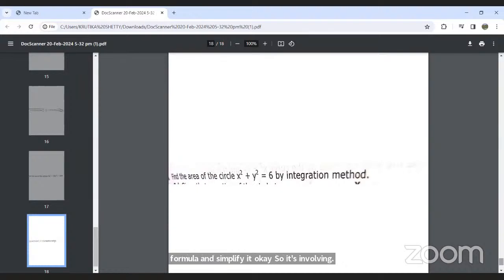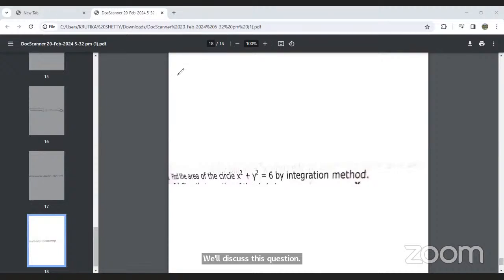The first step, we need to identify whether it is an ellipse or a circle. Already in the question they have given it is a circle. x square plus y square is equal to 6, so it is given in standard form. The standard form of the circle has its center at origin, and its equation will be of the form x square plus y square is equal to a square. But here we can see in place of a square, 6 is given. So pay attention, we will discuss this question.